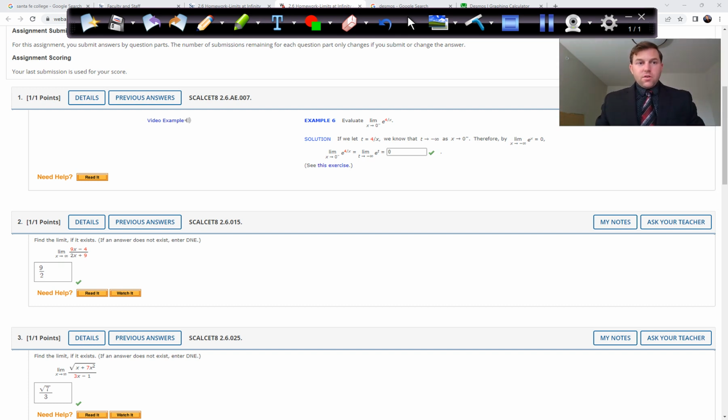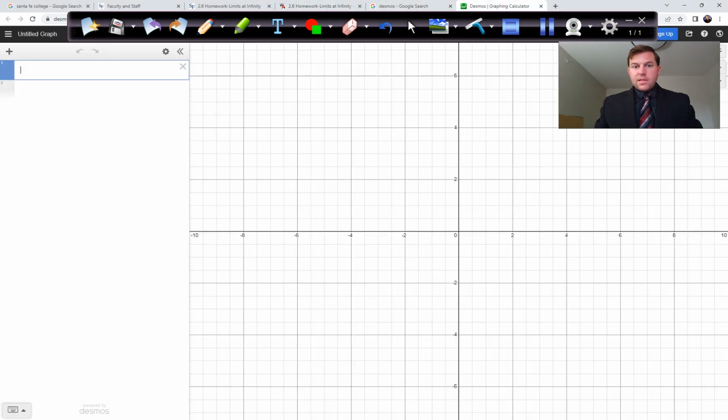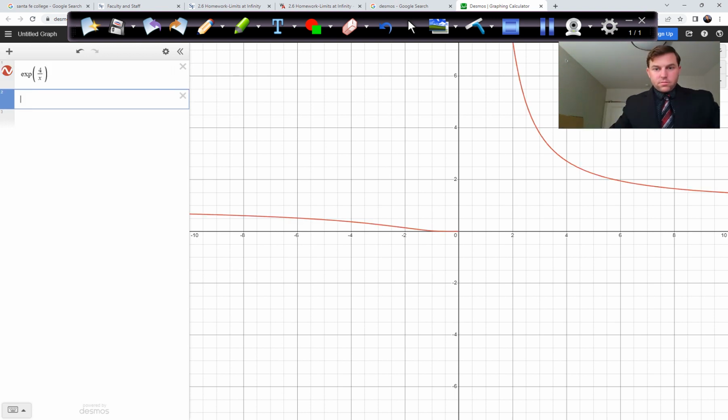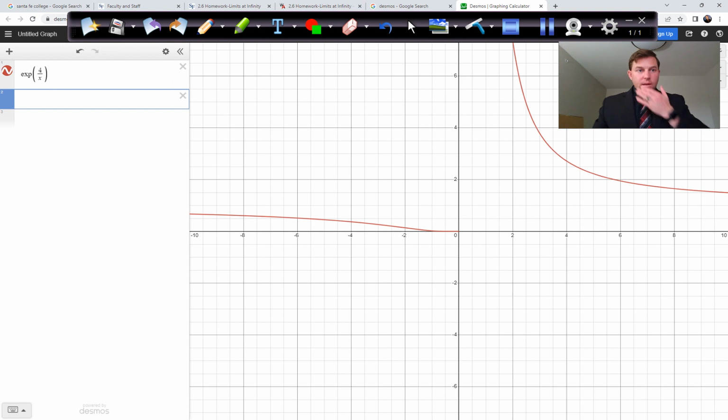So let's actually go to Desmos and we will plot this curve. So it was exponent, which is exp, parentheses, and it was 4 divided by x. Okay, let's make sure I have that right. e to the 4 over x. Okay, that's correct. So e to the 4 over x.